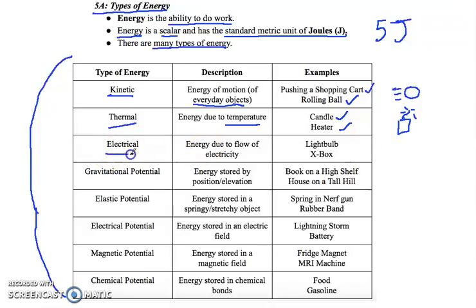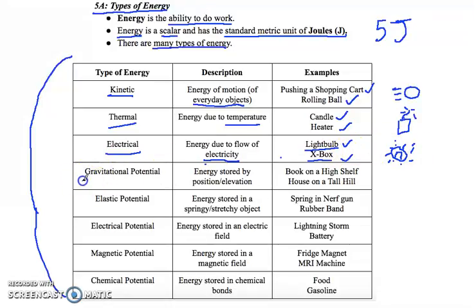The next one, electrical. That is energy due to the flow of electricity. So examples would be like a light bulb, Xbox, or really any electronic device. So anything that runs on electricity. Suppose this is a light bulb. That's going to have electrical energy.